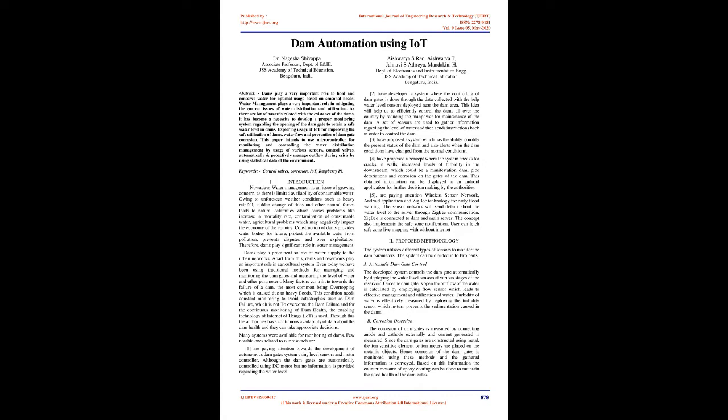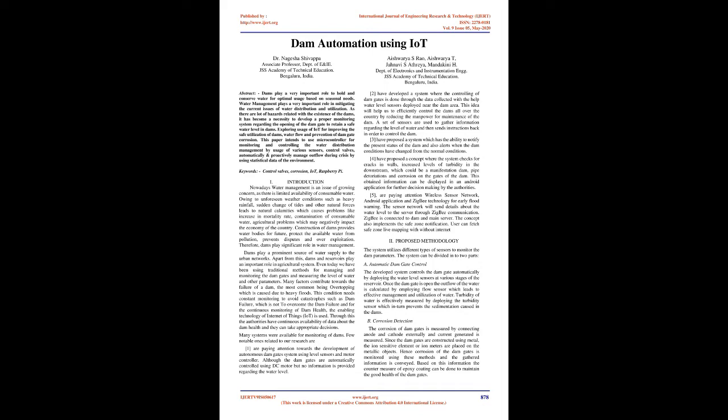water and other parameters. Many factors contribute towards the failure of a dam, the most common being overtopping, which is caused by heavy floods. This condition needs constant monitoring to avoid catastrophes such as dam failure. To overcome dam failure and for the continuous monitoring of dam health, the enabling technology of Internet of Things, IoT, is used. Through this the authorities have continuous availability of data about the dam health and they can take appropriate decisions.